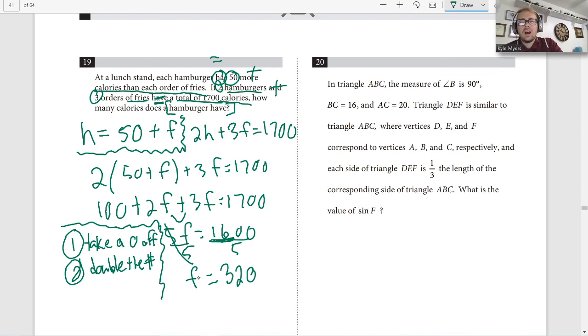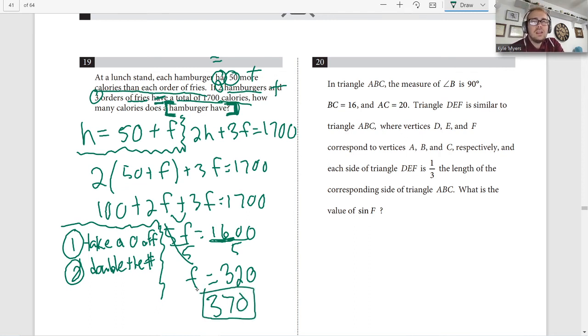But anyways, F is 320, but we're not done because remember, we want to know the number of hamburgers, hamburguesas. So we want to take F, 320, and add 50 to it. That's not too hard. 50 plus 20 is 70, so 370 is the answer.